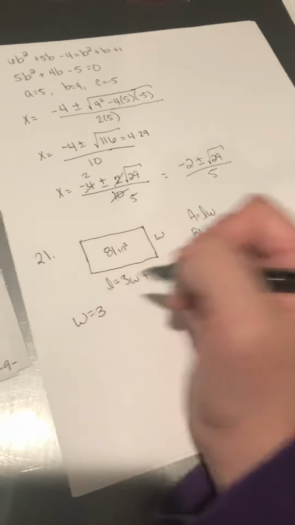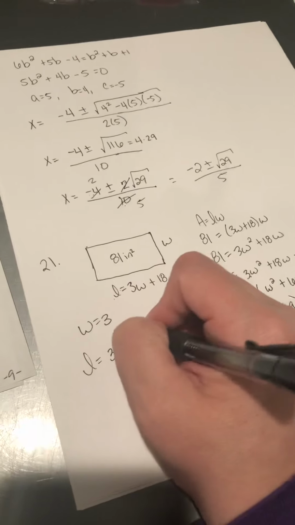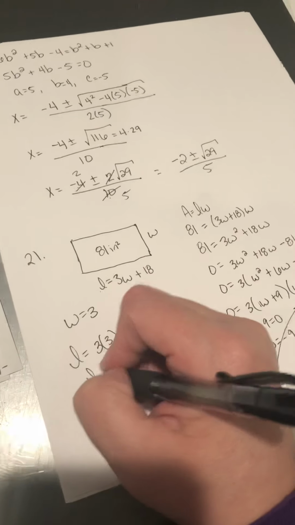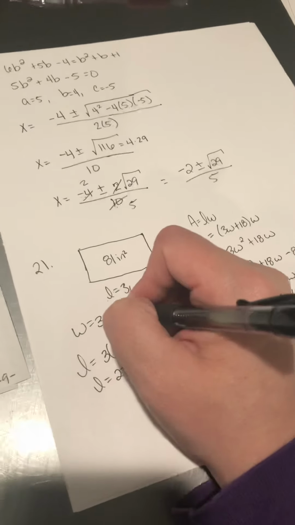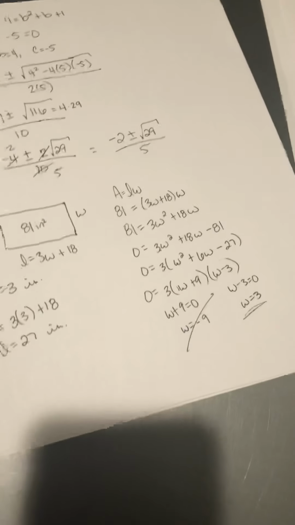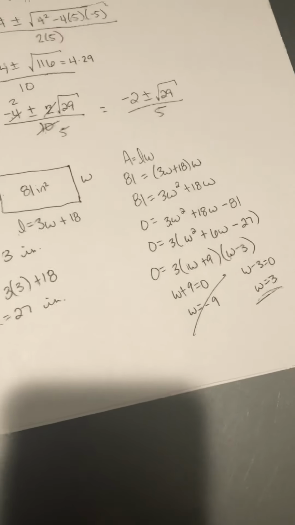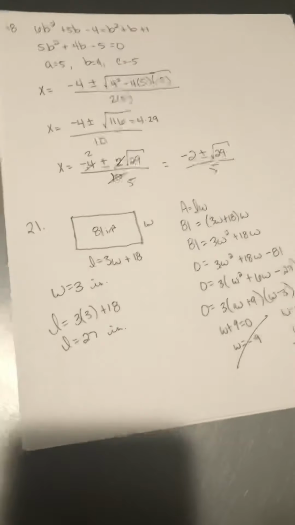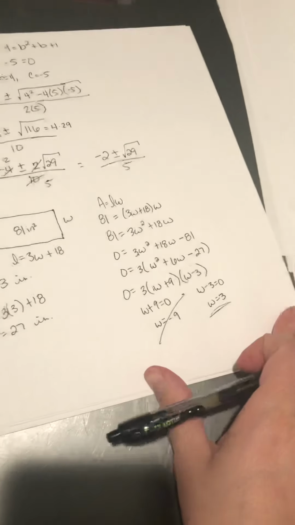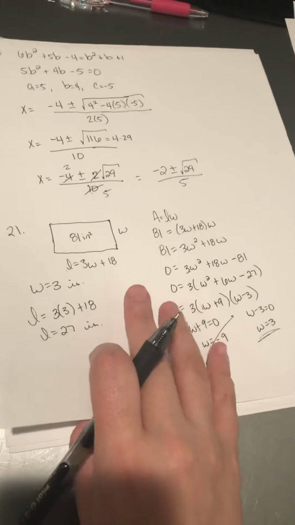So my width has to be 3, which means my length has to be 3 times 3 plus 18, which is 27. So my width is 3 inches and my length is 27 inches. And we found that by solving the quadratic and doing factoring. And you'd get the same answer no matter what method you used. And if it's an application, sometimes you might have to throw a solution out.